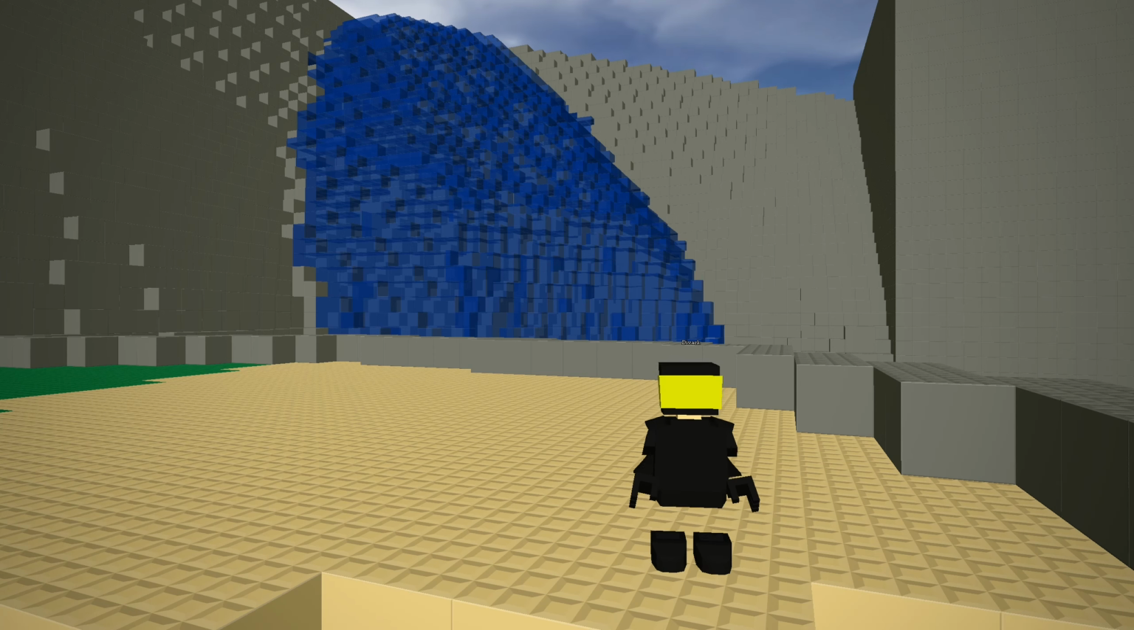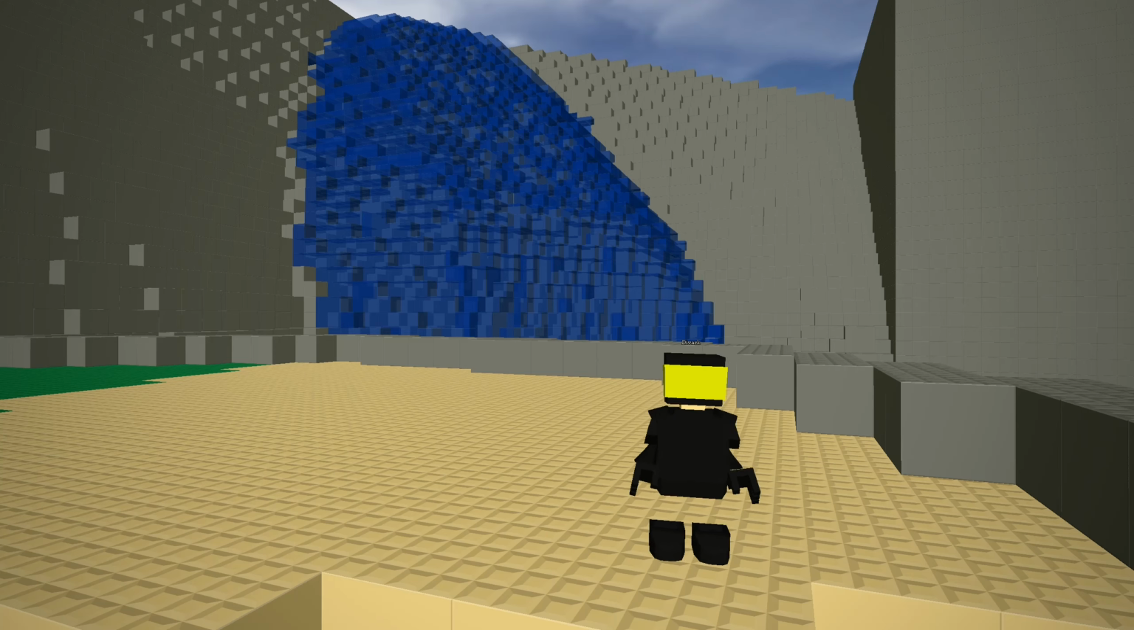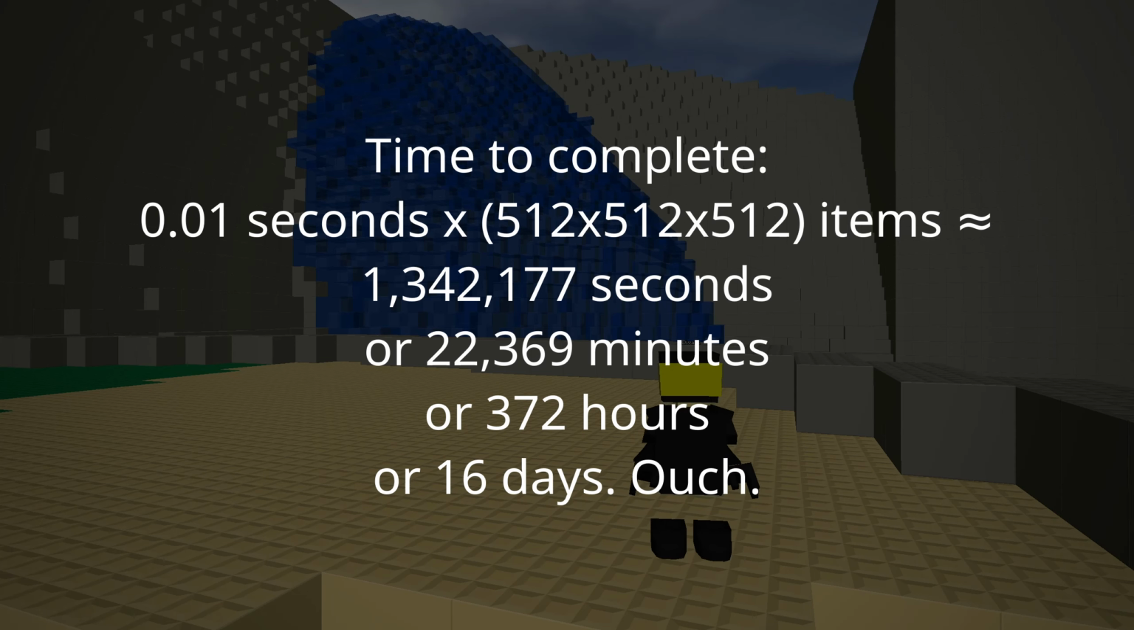Now imagine we were doing this for cubes, where now the runtime includes height, meaning that the big O is now big O of length times width times height, and the height is 512 as well. Now it'll take you approximately 1,342,177 seconds, or 22,369 minutes, or 372 hours, or about 16 days.